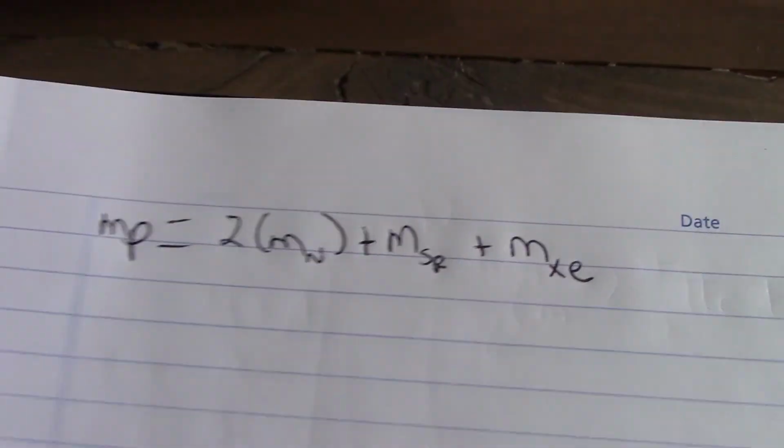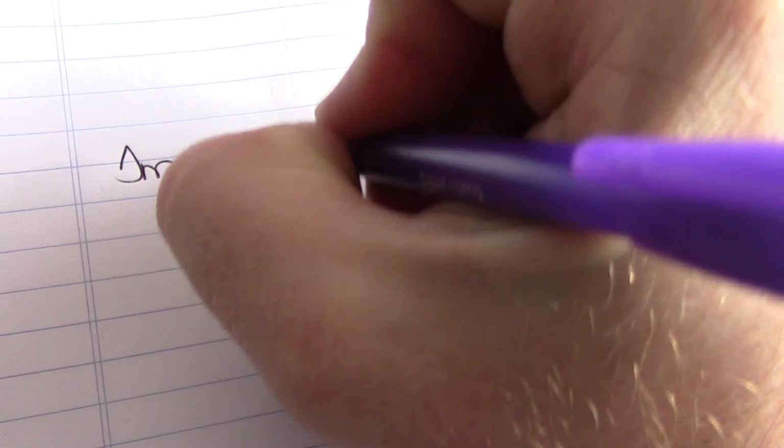That should be little r, but whatever. Plus the mass of xenon. Okay? And then delta M is going to equal the mass of the reactants minus the mass of the products when I get this all together.